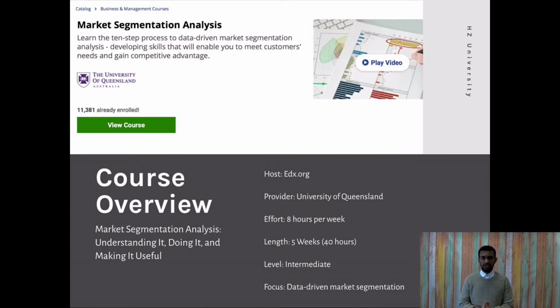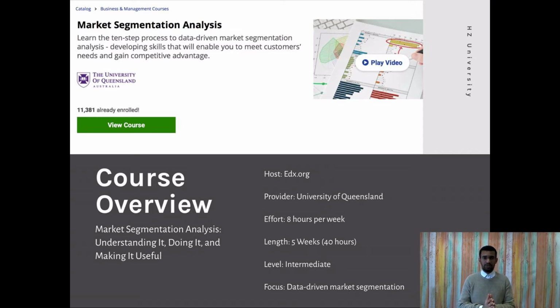As I just briefly mentioned, the course is about market segmentation analysis using data. The host of this course was the platform edX.org, and the provider was the University of Queensland. The effort needed to complete this course was 8 hours per week, and the length was 5 weeks. In total, that gives us 40 learning hours. The level of the course was intermediate, and the focus of the course was on using data-driven market segmentation.